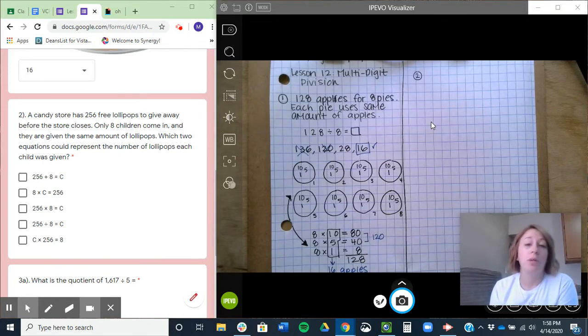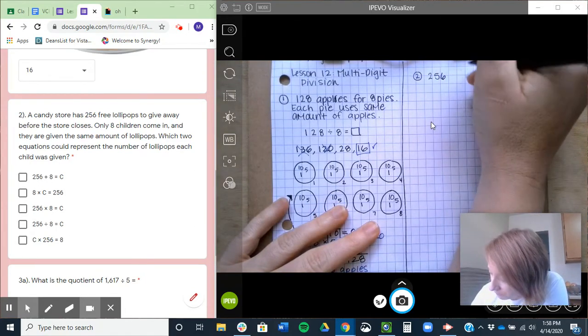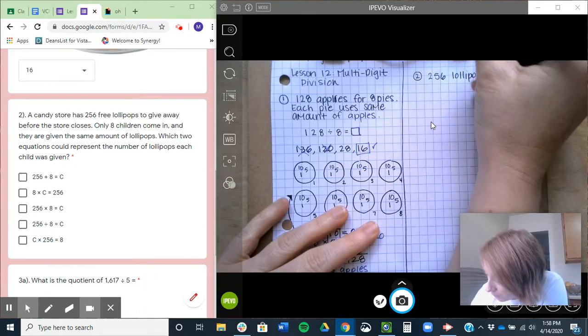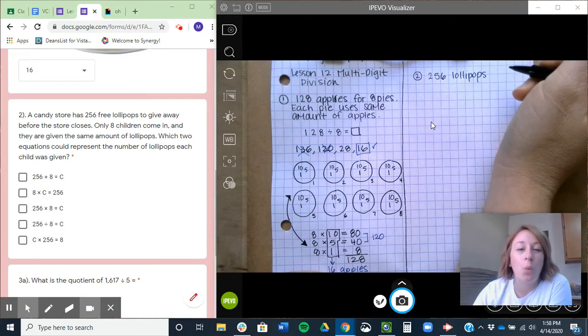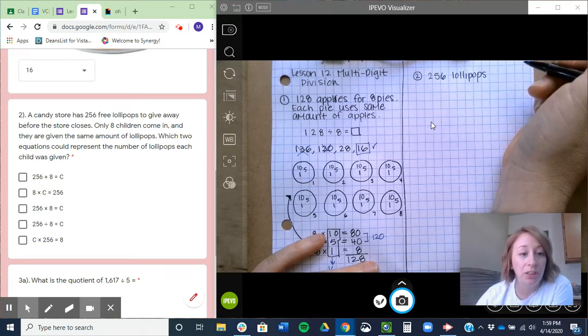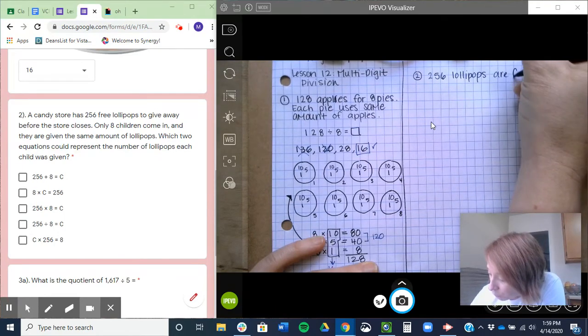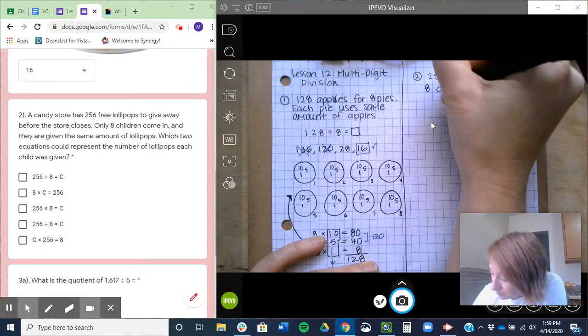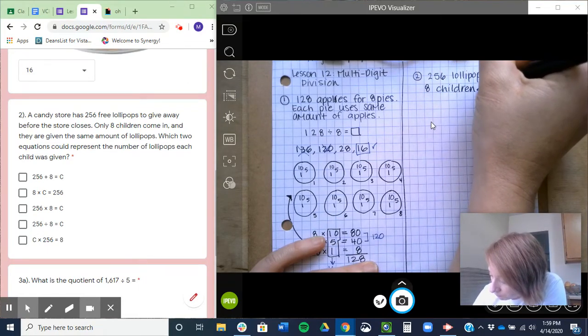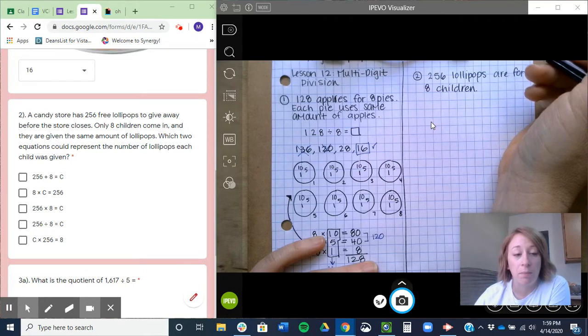The first annotation we should make is how many free lollipops the store is giving away. So for question number 2, right next to it, write 256 lollipops. Well, let's go back and think, who is getting those lollipops? Only 8 children come in, and they are given the same amount of lollipops. So it looks like these 256 lollipops are for 8 children. And they are given the same amount of lollipops.